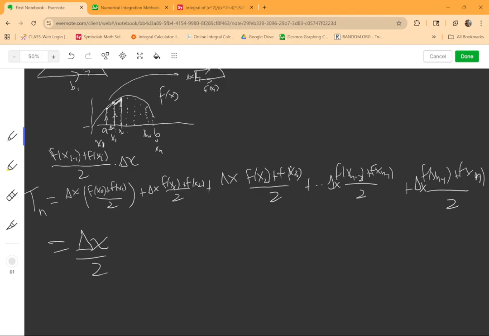f of x1, f of x1, f of x2, f of x2, etc. The only ones that don't are the first one, right? Our starting point, which makes sense, if you look at how we're graphing these. This base 1 only shows up in the first one, and the last one, x sub n, only shows up once. So we can reduce this formula to be f of x sub 0, which is just the value of a, the beginning point of our interval. Then every other subinterval inside, the function value shows up twice.